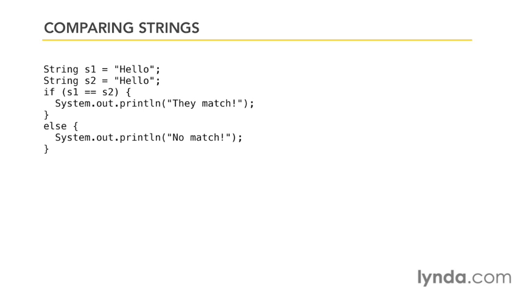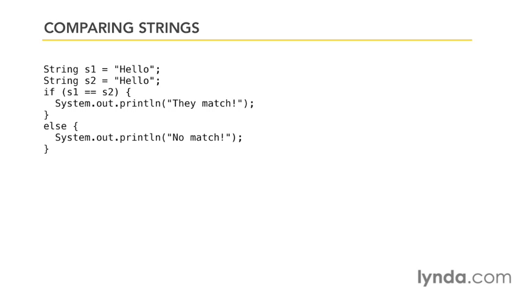One very important thing to know about comparisons is that you can't use the traditional comparison or relational operators when you're working with strings. Let's take a look at this code. There are two strings named S1 and S2. They have identical values of hello. And now I put in some conditional code. I ask the question, if S1 equals S2, then output "they match", and otherwise output "no match".